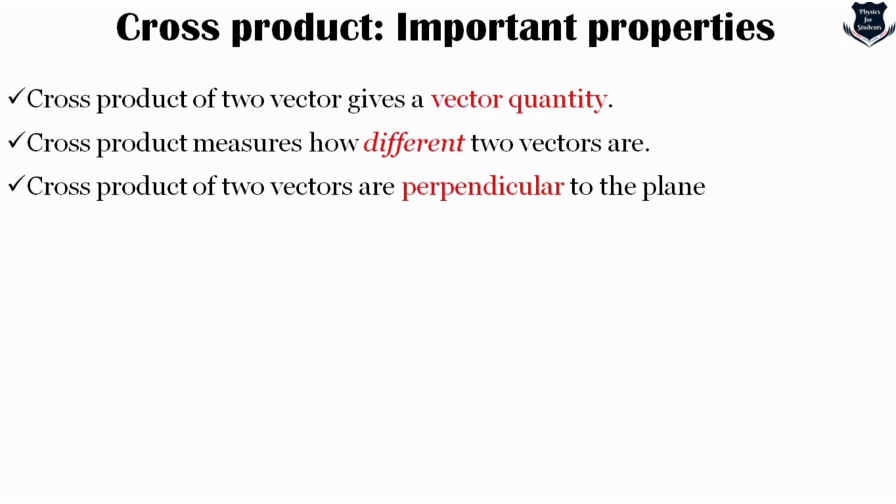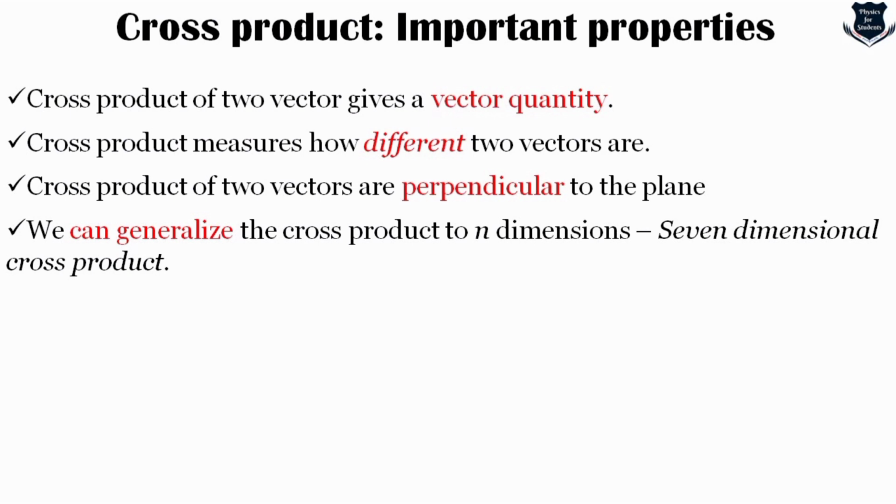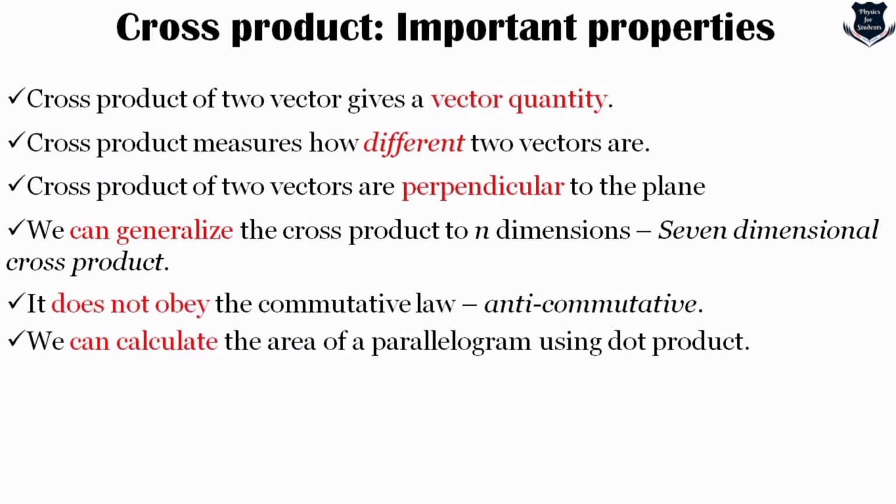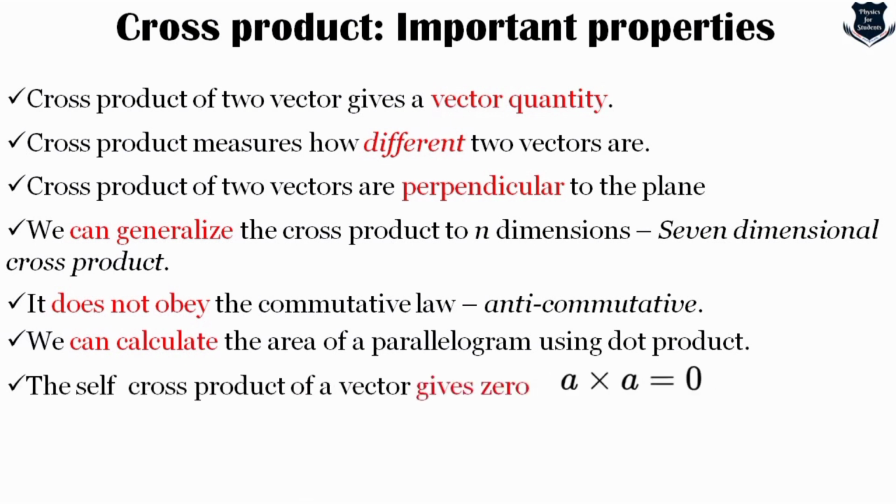Cross product of two vectors is perpendicular to the plane, and we can now generalize the cross product. It is not quite clear, it is called the 7-dimensional cross product. I'm not very sure, you can look into Wikipedia. It doesn't obey the commutative law, and it is called anti-commutative. We can calculate the area of the parallelogram, which is the basic idea behind this, because we really want to see how we can calculate it, because it gives a vector. The self product, A crossed with A, is 0, and it is not associative.